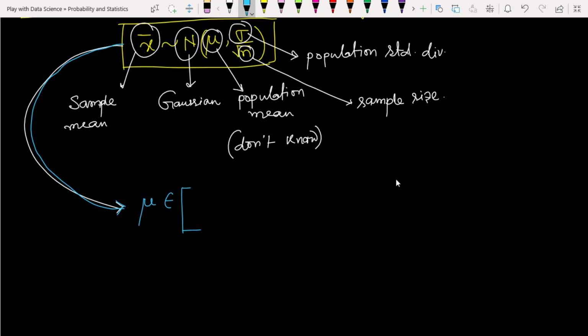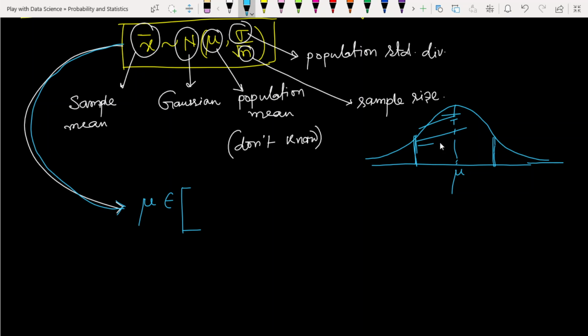If you remember the previous lecture, if our distribution is Gaussian, looks like that, and if its mu is here, then our 95% of points lie in this range, meaning within two standard deviations. This value will be mu plus 2 sigma, and this value will be mu minus 2 sigma.